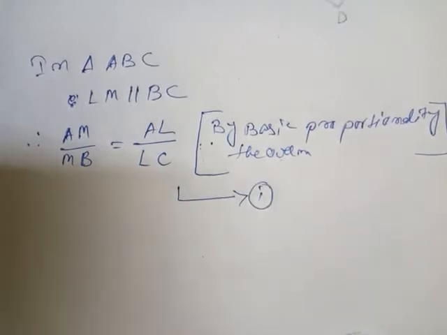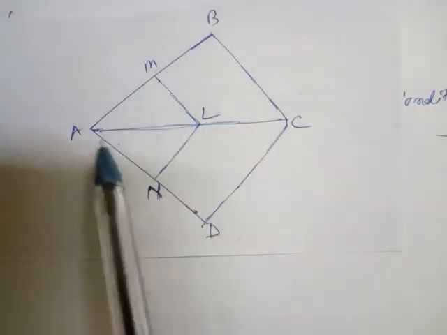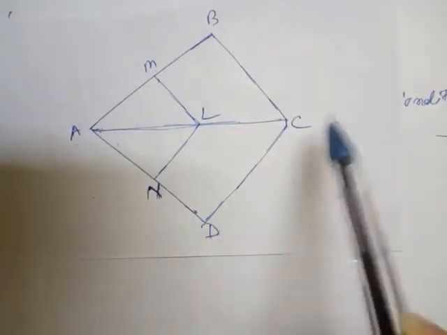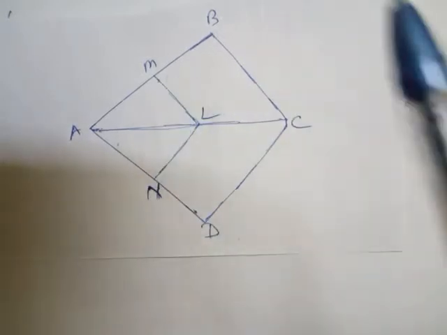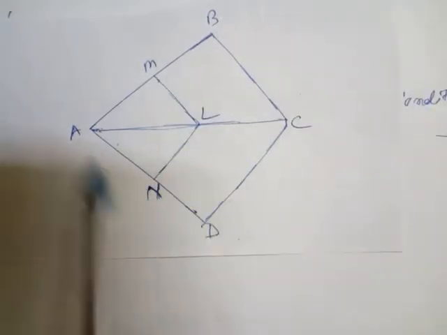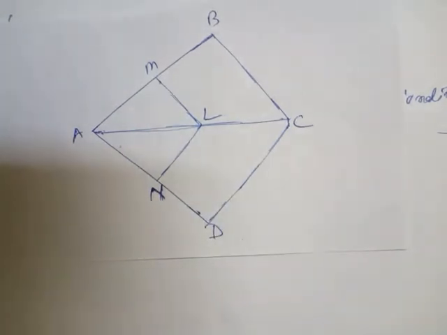Okay, now look after that. Now in triangle ADC, first I had taken ABC, now triangle ADC. Here in triangle ADC, NL is parallel to CD. So here also we can say that AN by ND equals AL by LC. This is also by the help of the basic proportionality theorem.